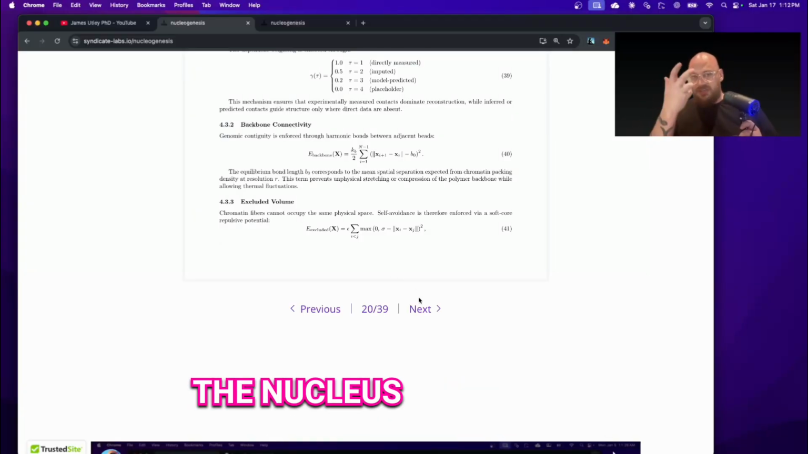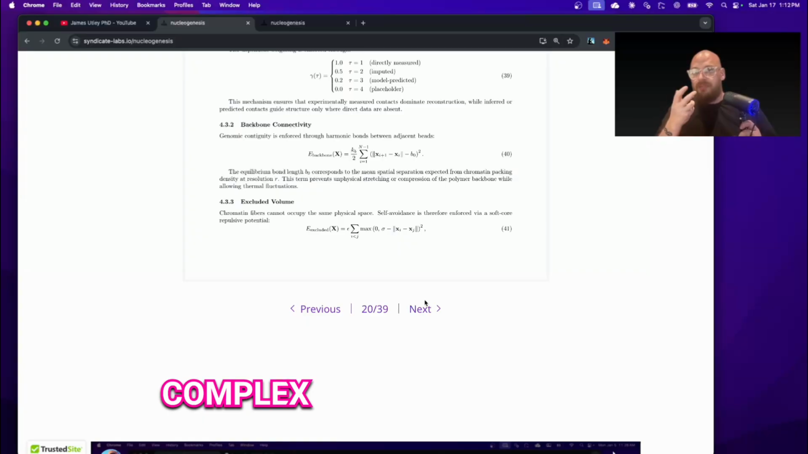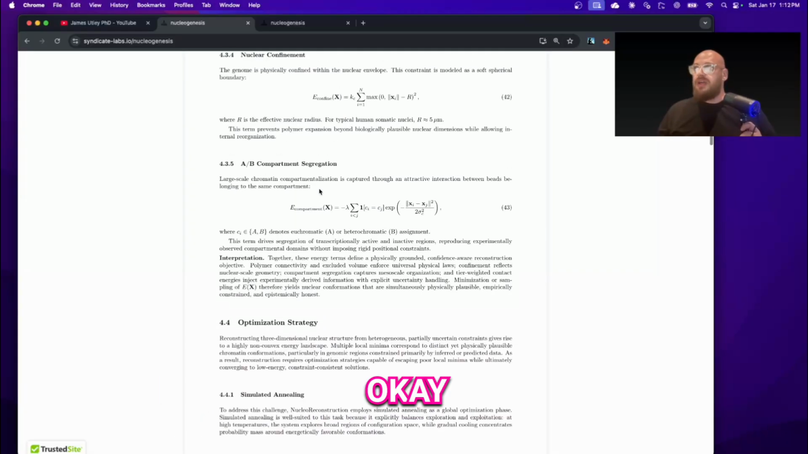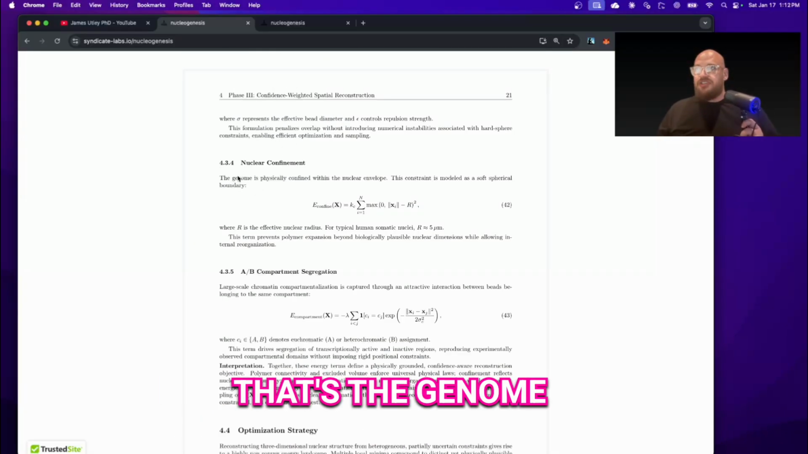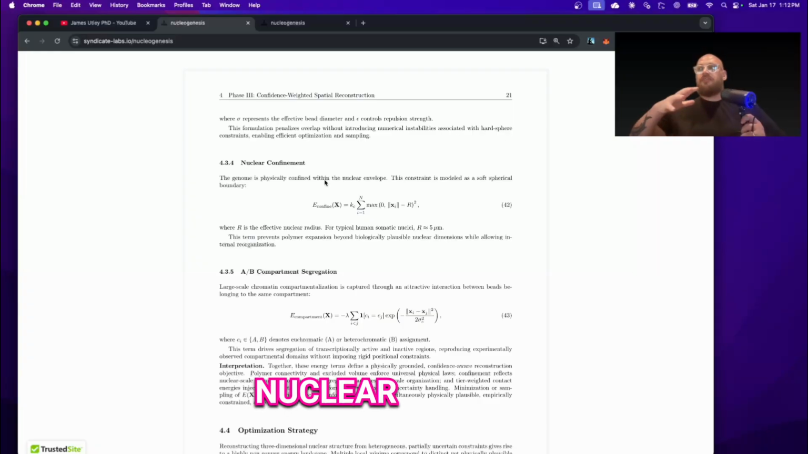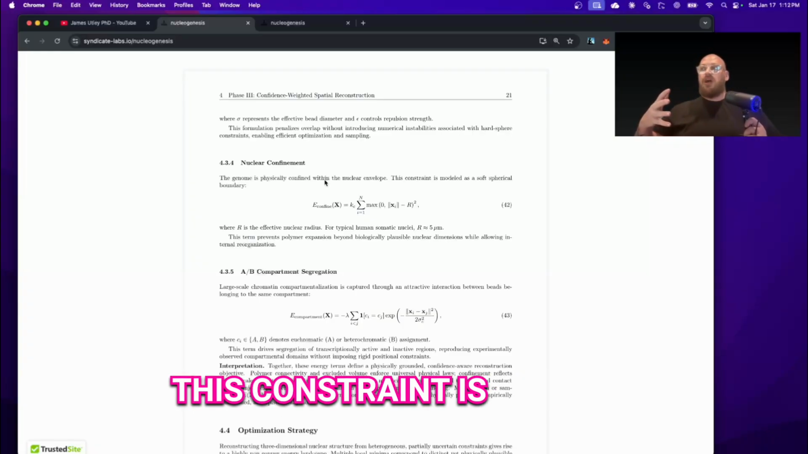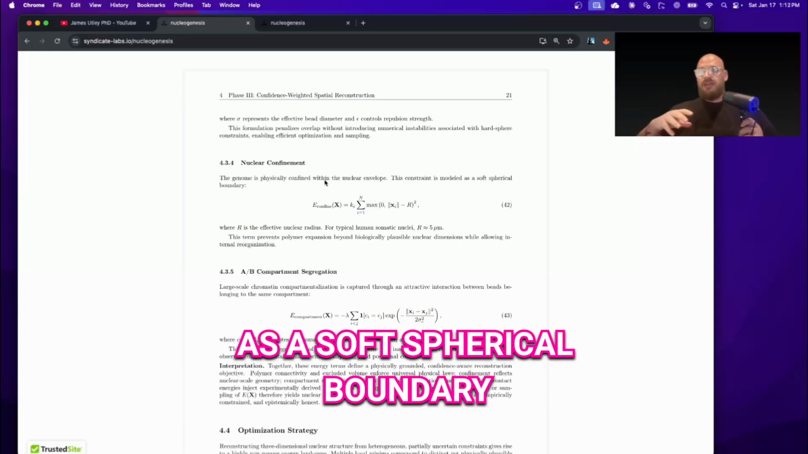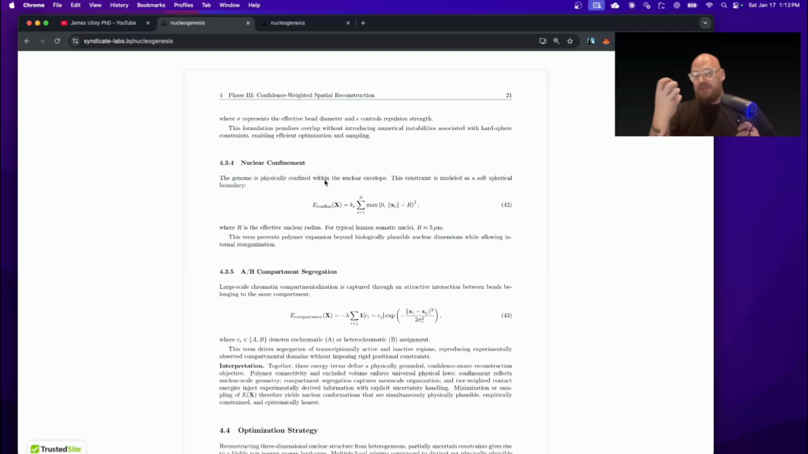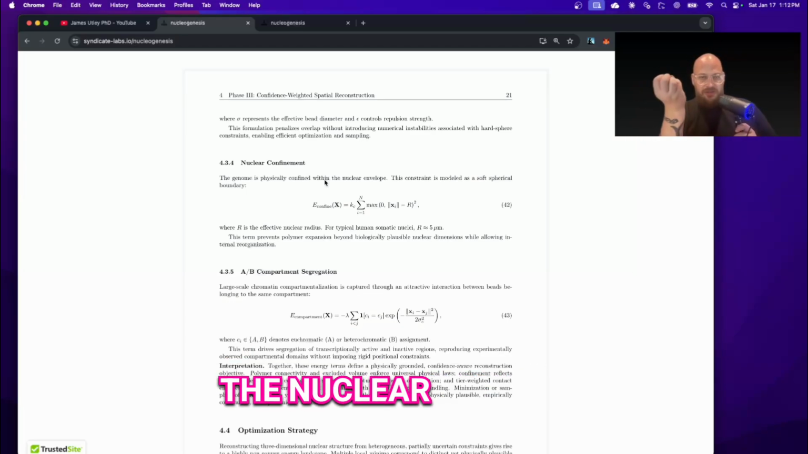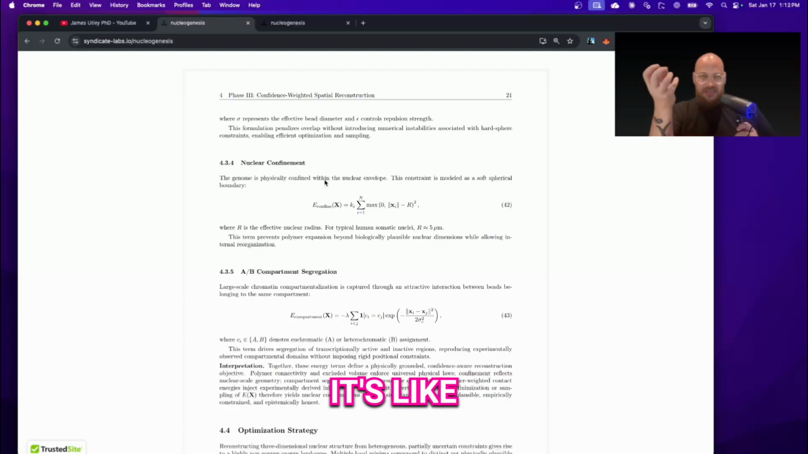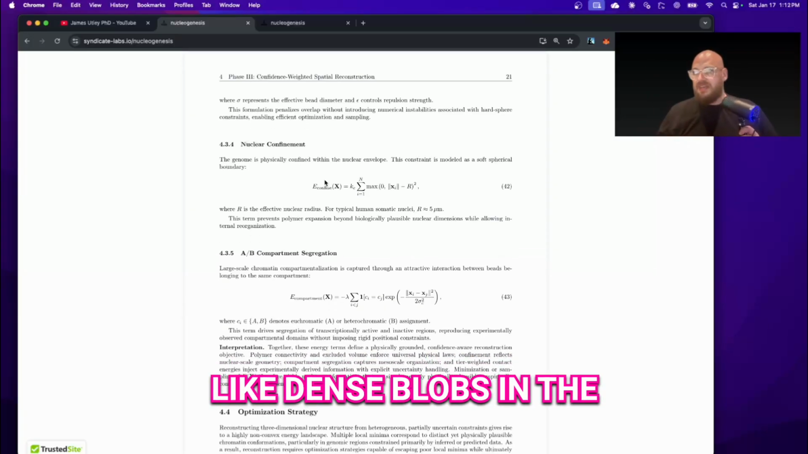Because the nucleus is a complex and compact little factory there. Okay, now we have the nuclear confinement. That's the genome is physically confined within the nuclear envelope. This constraint is modeled as a soft spherical boundary, and that's what you're actually going to see in the reconstruction application is that boundary, and then you see the nuclear material, which is very dense. It's like dense blobs in the model, right?